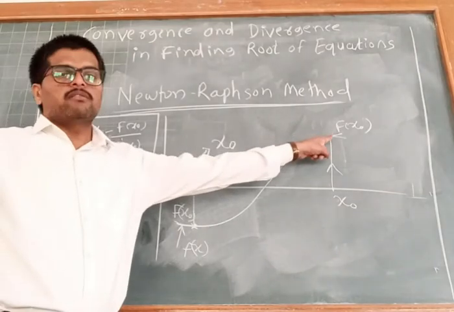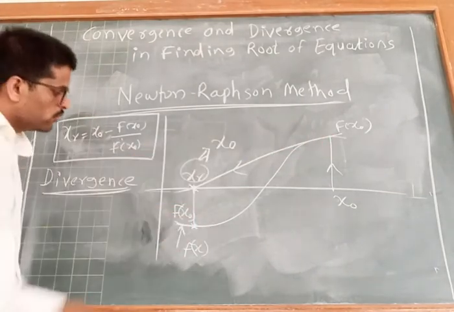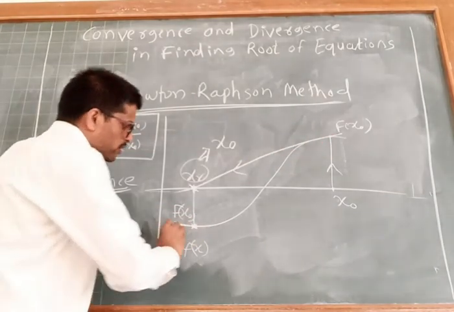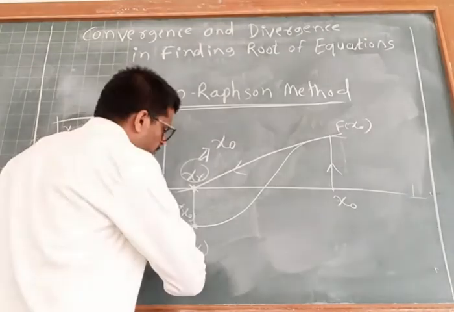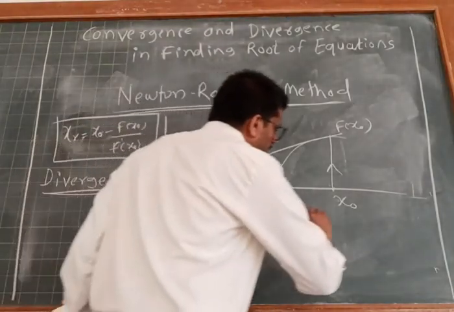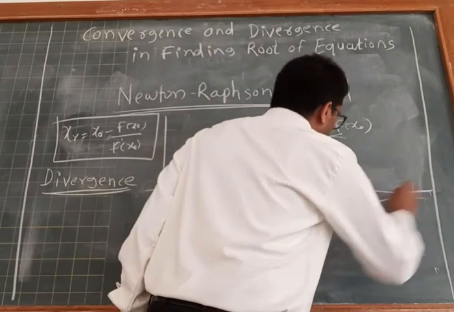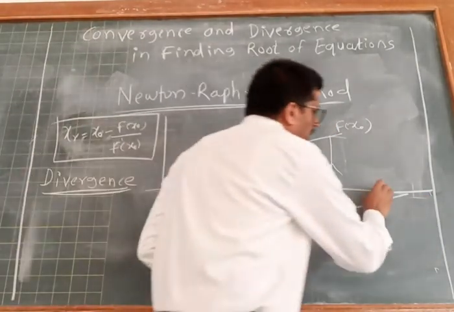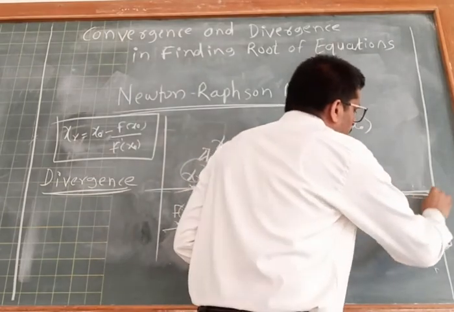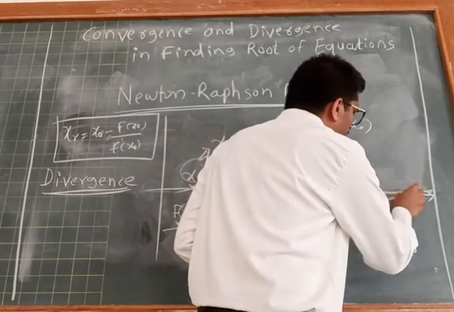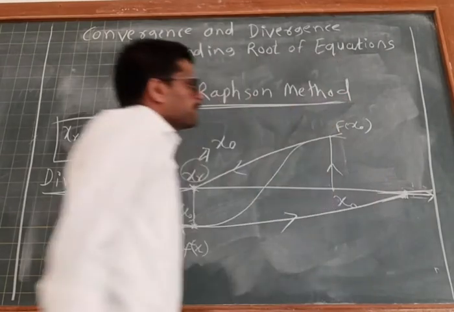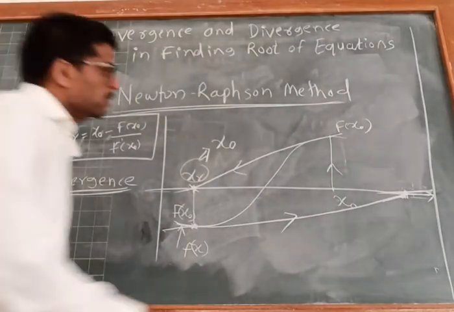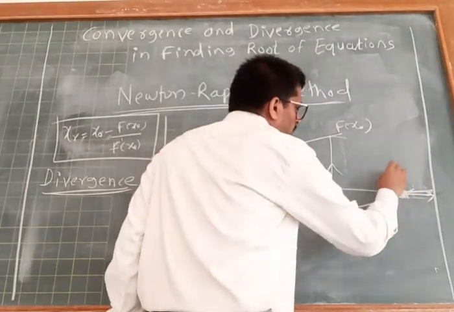Then we draw a tangent at f of x0. So draw the tangent at this point, f of x0. If I draw the tangent at this point, and extend this tangent up to the x-axis, then you can see that it intersects the x-axis at this point. So this is the xr.